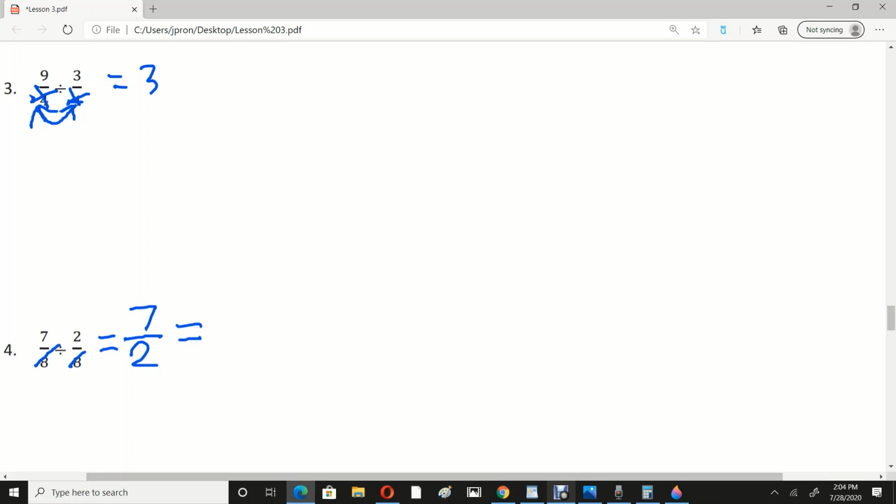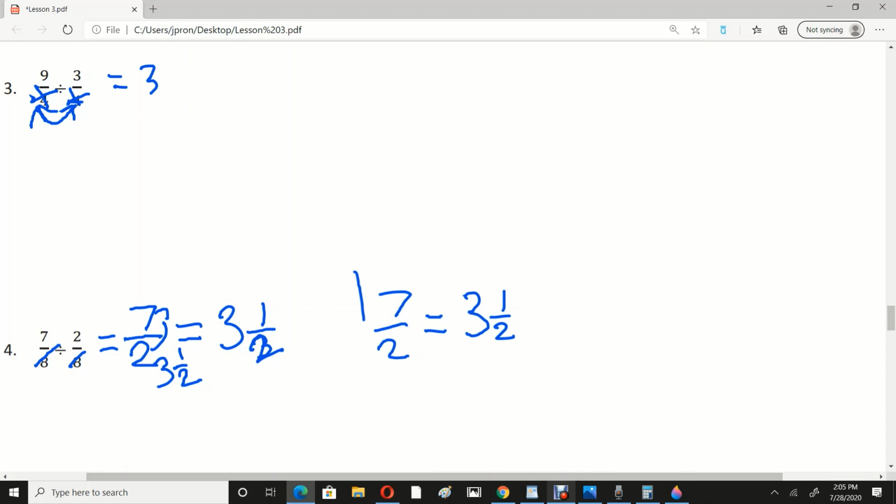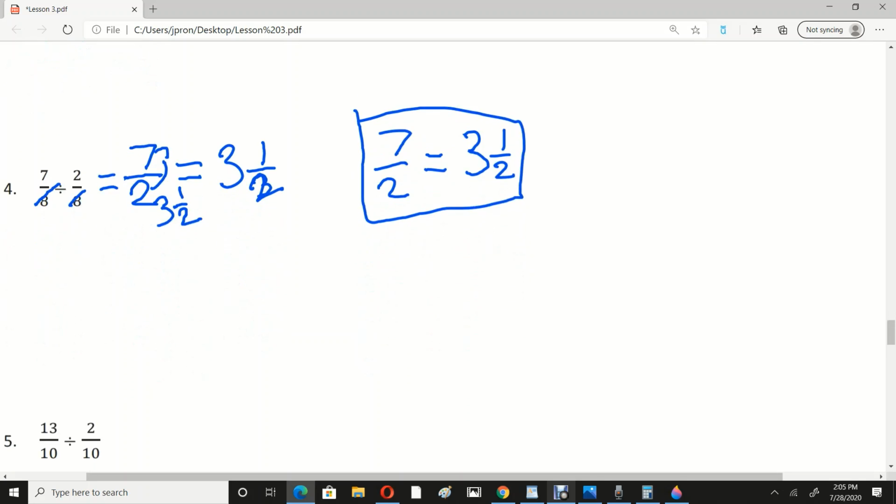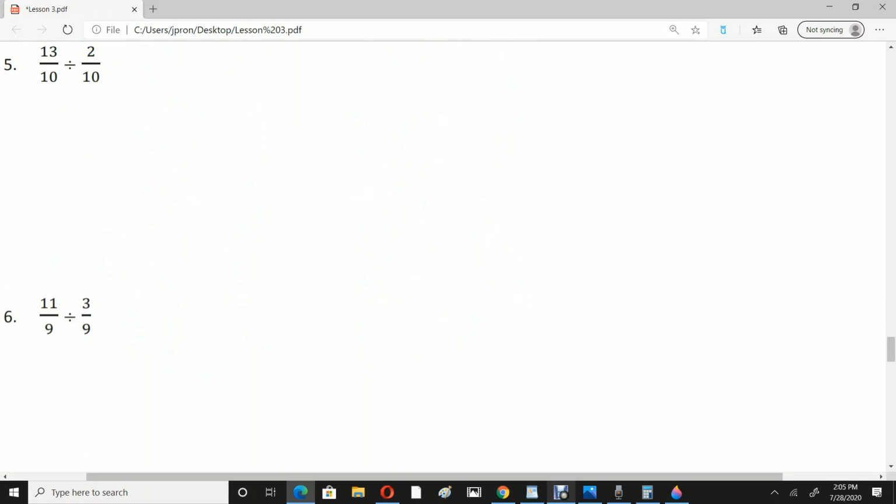Now, if you did this extra step, that's great. We also know that 7 halves is equal to 3 and 1/2. 2 goes into 7 3 times with the remainder of 1, 1/2, I should say. Great. So you can have either 7 halves or 3 and 1/2. Either one of these answers will suffice right here. All right, moving on to questions 5 and 6.